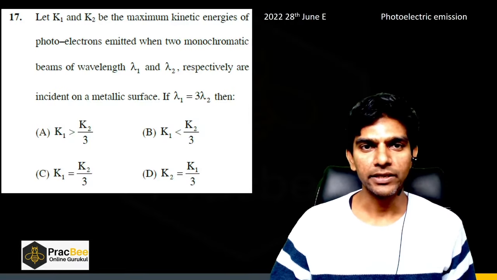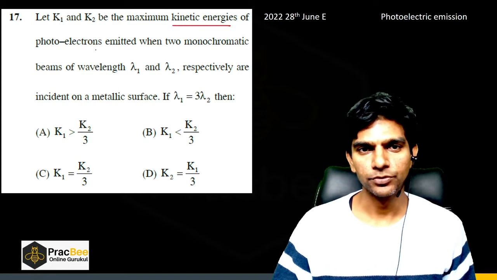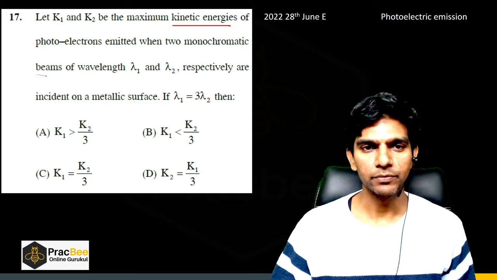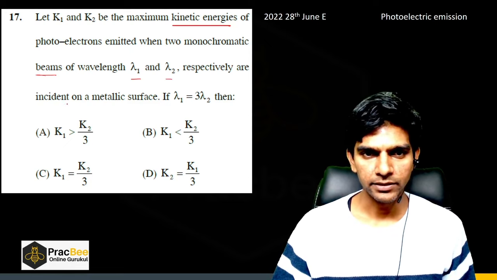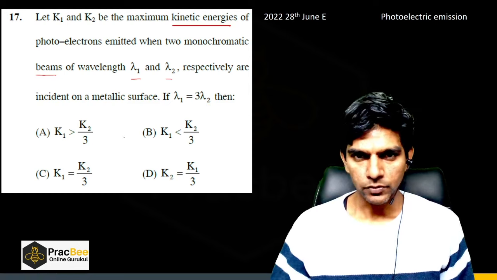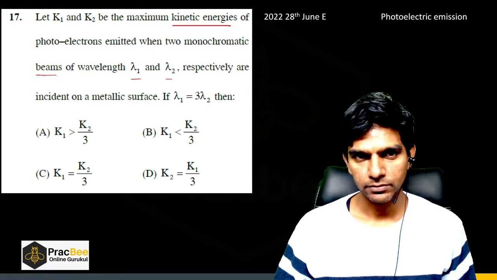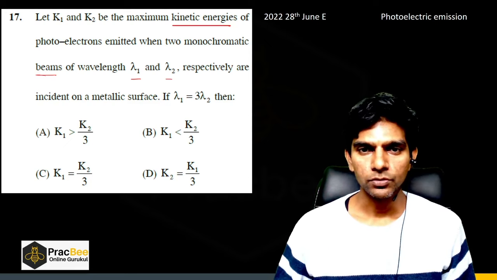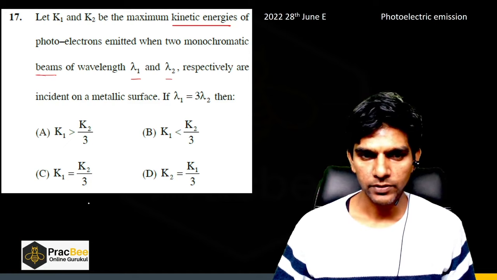So let K1 and K2 be the maximum kinetic energies of photoelectrons emitted when two monochromatic beam of wavelength lambda 1 and lambda 2 respectively are incident on the metallic surface. And we have given a relation between lambda 1 and lambda 2. So we have to compare the kinetic energy of the ejected photoelectrons. Okay, so what we can do, we can apply Einstein's photoelectric equation here 2 times.